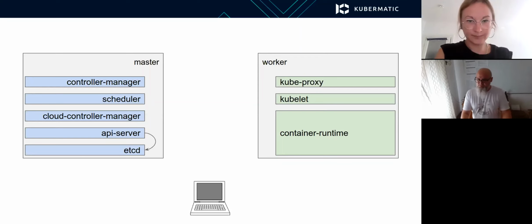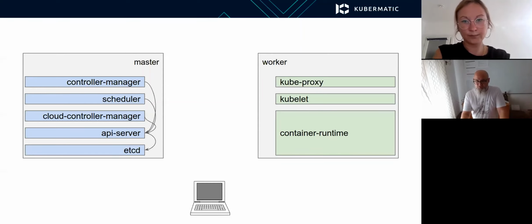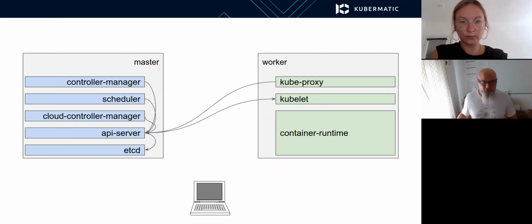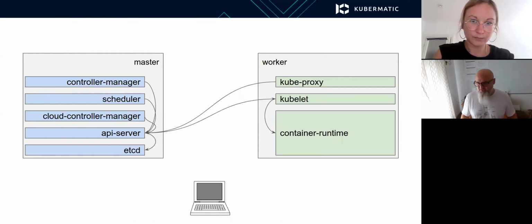From the communications point of view, API server is the only one which is allowed to talk to etcd. All the others are talking to the API server. Also the components of the worker nodes. So the kube proxy and the kubelet are talking to the API server. One thing which is interesting here is that the API server also talks to the kubelet from time to time. Examples for this would be getting logs or doing a kubectl exec. So these are situations where the API server wants to talk to the kubelet. And the kubelet is also talking to the container runtime to start and stop containers and also to monitor the containers in the end.